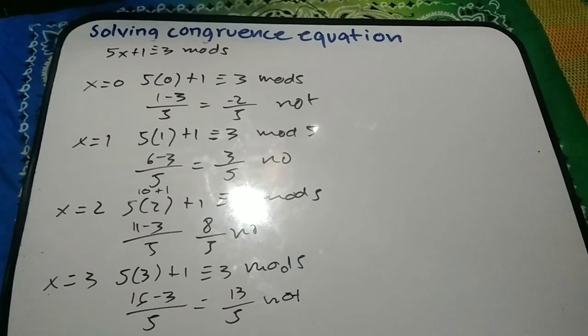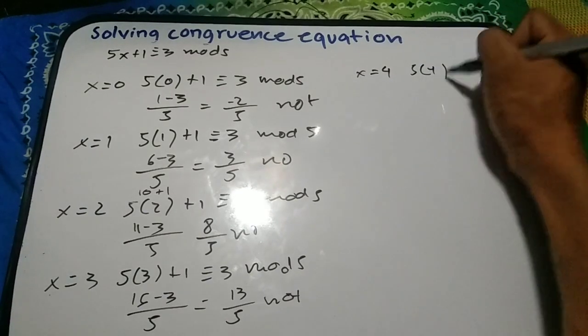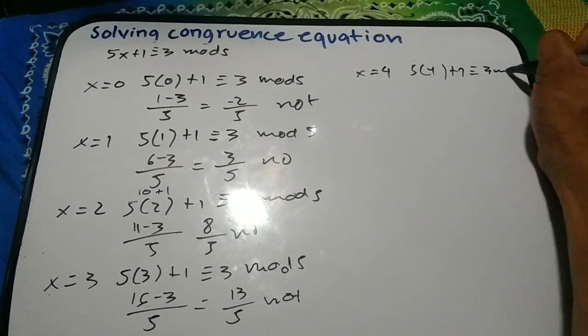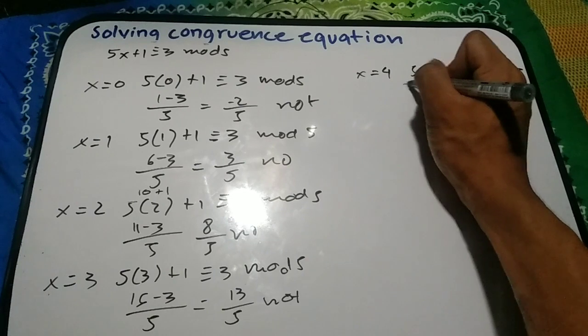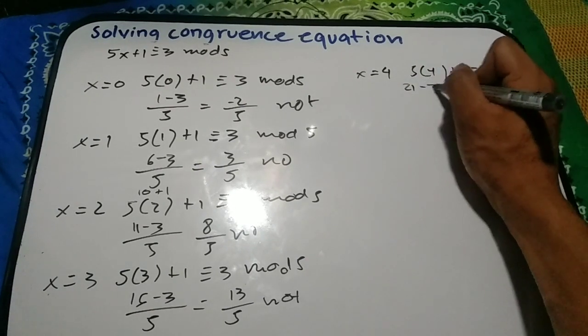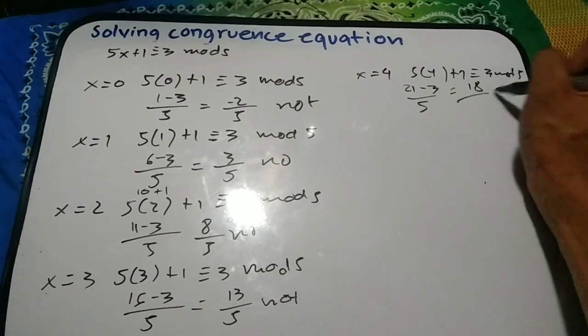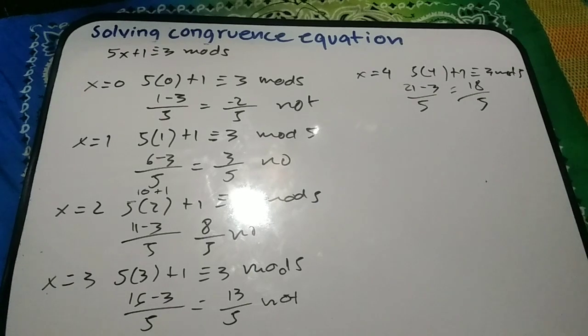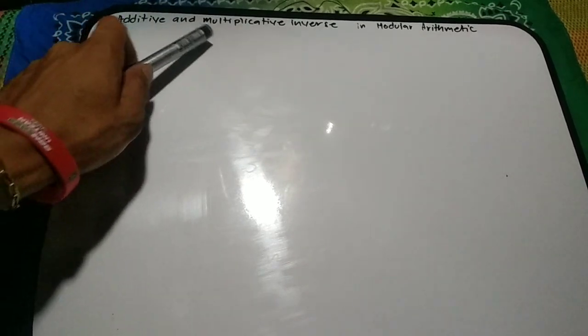Not a solution either. x congruent to 4. 5 times 4 plus 1 congruent to 3 mod 5. 20 plus 1 is 21, minus 3 over 5 equals 18 over 5. So that's not a solution. Because no whole number value of x less than the modulus is a solution, there is no solution. Additive and multiplicative inverse in modular arithmetic.